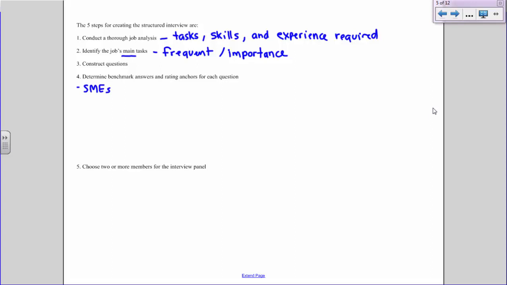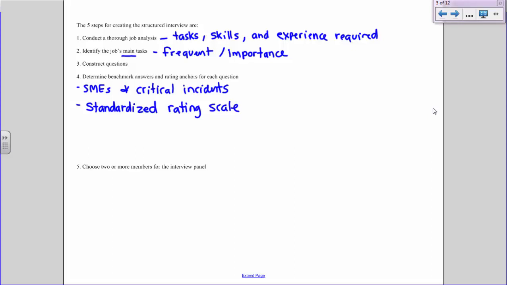And also, it really helps to base benchmark answers on documented critical incidents of past behavior. So those critical incidents are back again. And it really should be part of any good HR strategy to continuously document critical incidents of times where employees did something really well that made a big difference or did something really poorly that made a big difference in the wrong way. Also, when it comes to the benchmark answers and rating anchors, you have to use a standardized rating scale. Standardized just means consistently applied, where everybody is rated with the same scale.